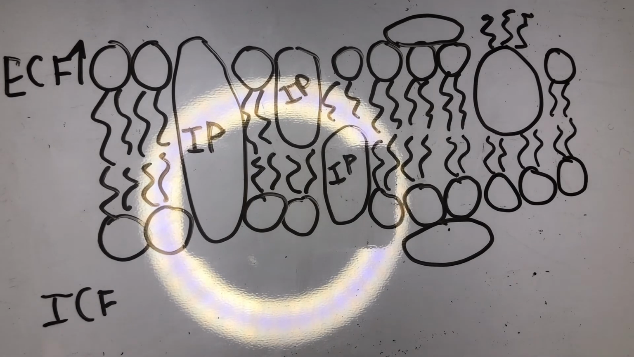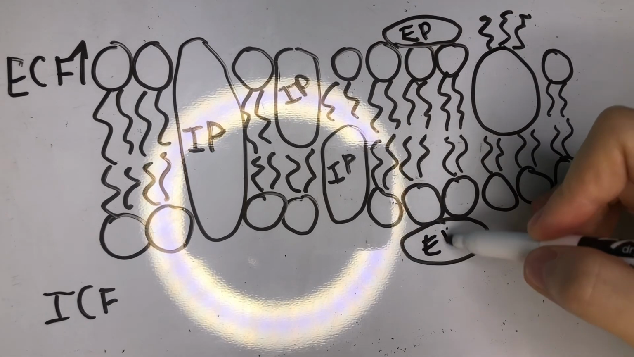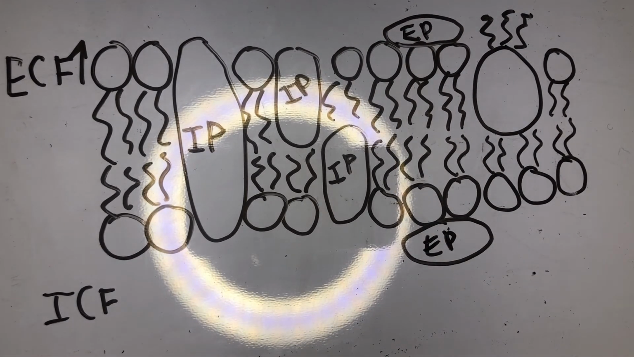Next, we're going to move to the EPs, which is going to be here and here. EPs are extrinsic proteins, extrinsic meaning outside, kind of like extracellular fluid. So these can be either on the outside or the inside. And these are membrane proteins that lie on either surface of the membrane, but must touch the membrane.